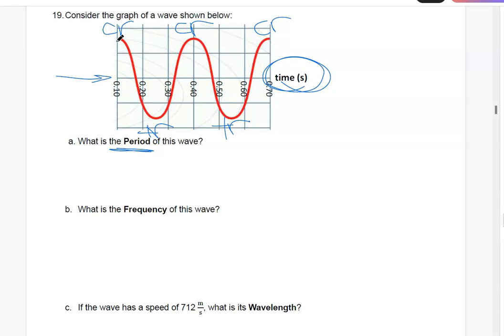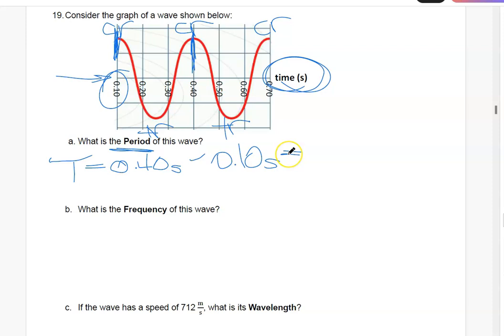Well, going from crest to crest is pretty easy because this crest is right at 0.10 seconds, and this crest is right at 0.40 seconds. So our period will be the difference between the two. 0.40 seconds minus 0.10 seconds, which means our period, our full amount of time for 1 full oscillation, is 0.30 seconds. That's our period.